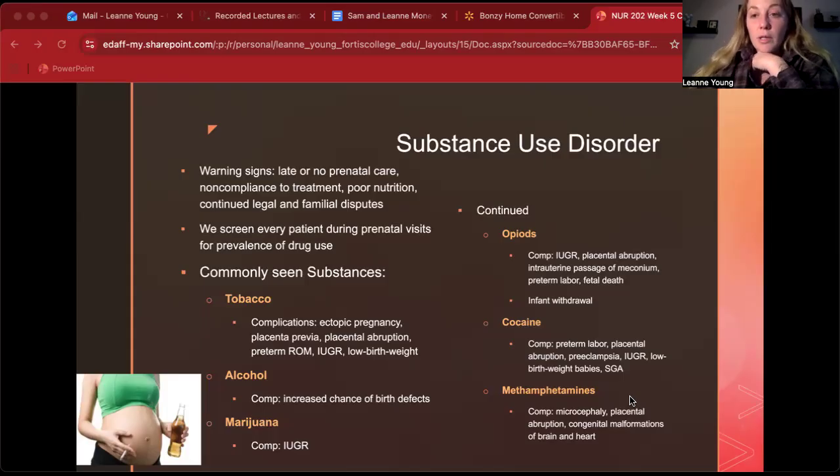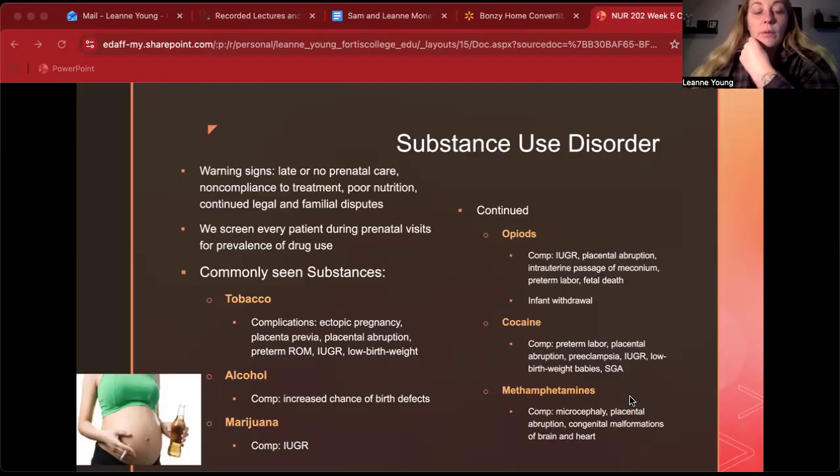A placental abruption is a really high risk. An intrauterine passage of meconium, so the baby has the first bowel movement while they're still in the womb, which is a sign of fetal distress, can occur. Preterm labor, fetal death. And then after delivery, we need to monitor this baby extensively for infant withdrawal. We're going to talk about that in the next couple weeks whenever we get to our newborn fetal assessment. But withdrawal can occur from opioids in the newborn.